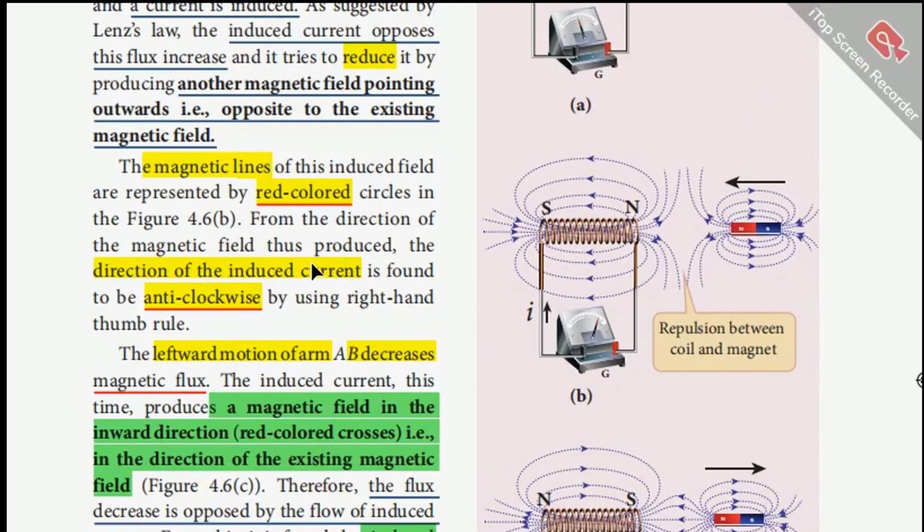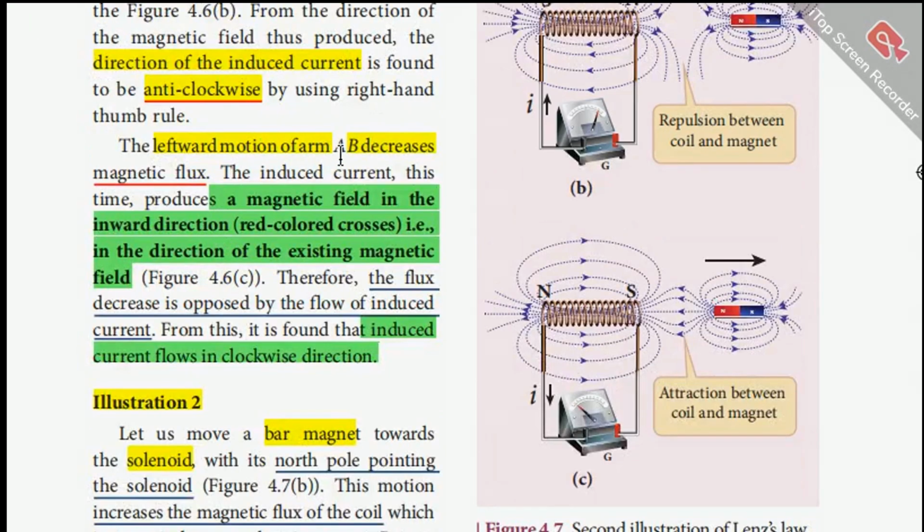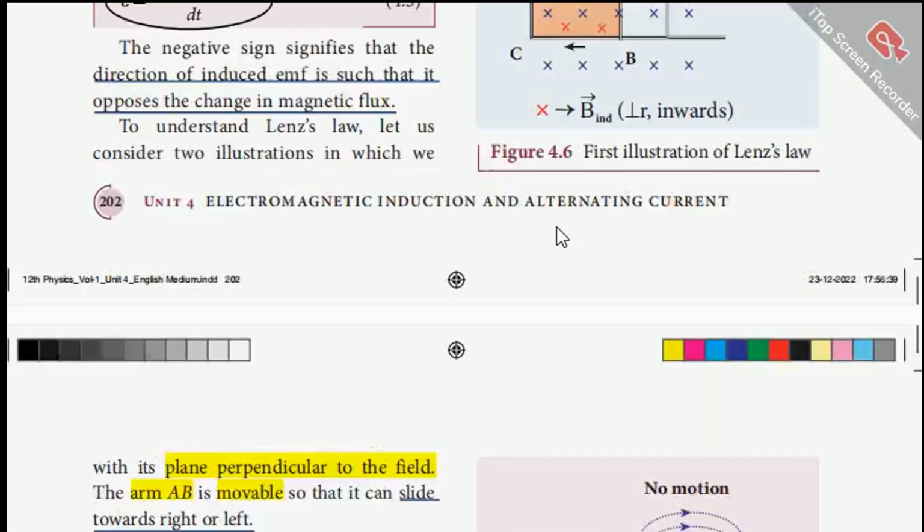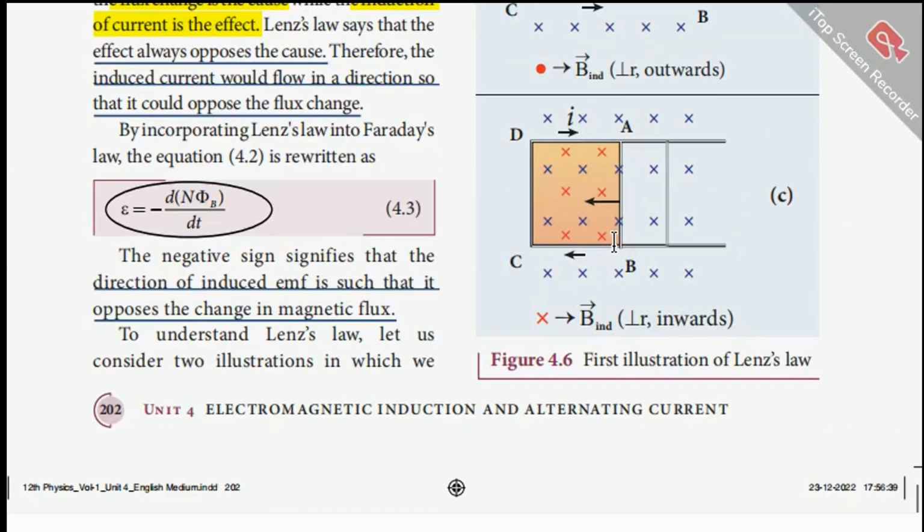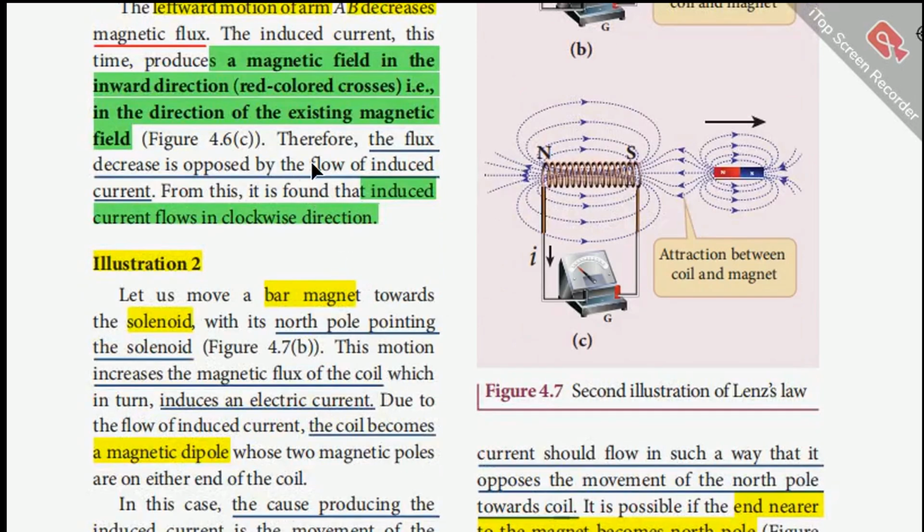From the direction of the magnetic field thus produced, the direction of the induced current is found to be anti-clockwise by using the right-hand thumb rule. The leftward motion of the arm AB decreases the magnetic flux. The induced current this time will produce a magnetic field in the inward direction, that's again red colored crosses, that is in the direction of the existing magnetic field. That is shown in 4.6c here. Therefore, the flux decrease is opposed by the flow of induced current. From this, it is found that the induced current flows in clockwise direction.